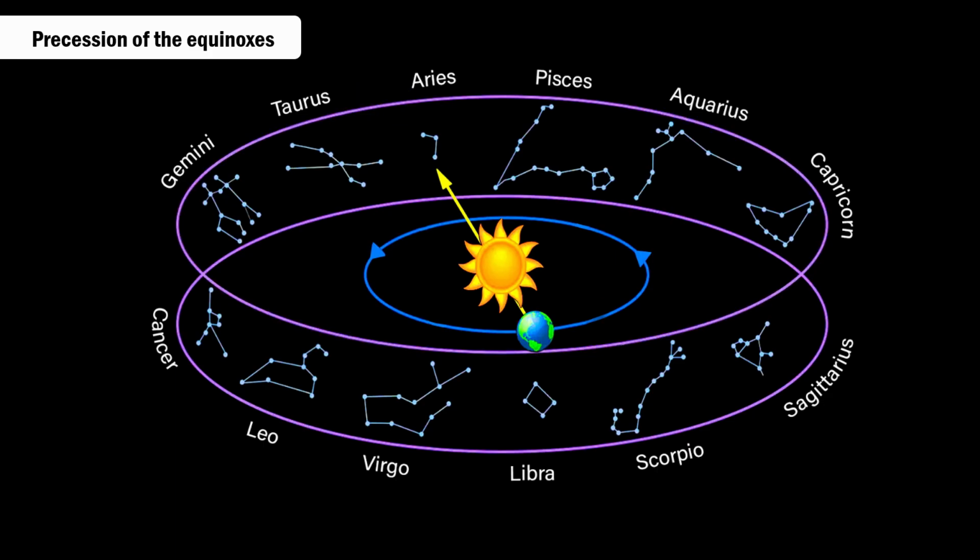Long ago, the vernal equinox was located in the constellation of Aries, hence the name First Point of Aries. Over the centuries, however, it has shifted, and today lies in the constellation of Pisces, slowly moving towards Aquarius. Thousands of years from now, the vernal equinox will have moved far enough to return to Aries.